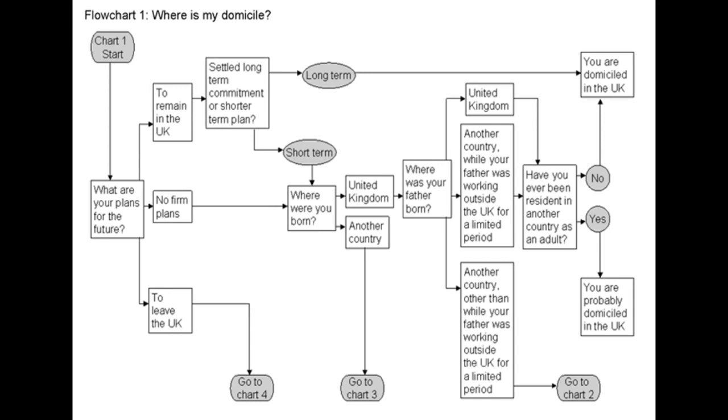If they're asked, what are your plans for the future, they may well say either no firm plans or their plans are to leave the UK in the long term. That could be the distant future. So let's just say it's no firm plans. The next question, just zoom in on this.